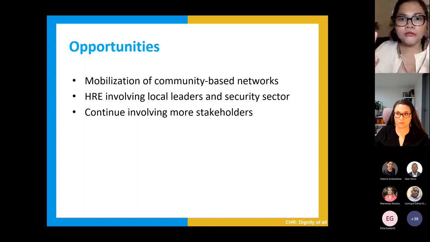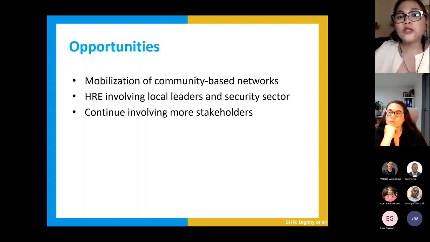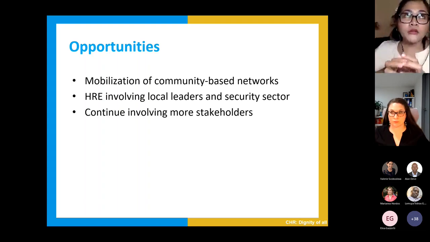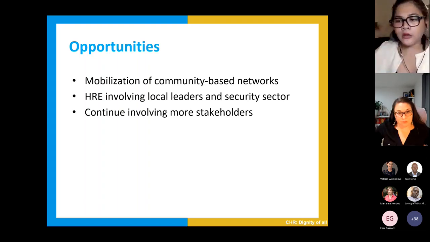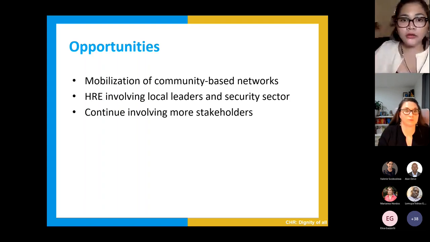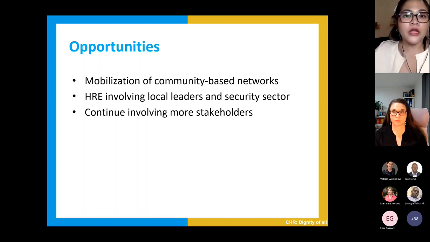And then continue to involve more stakeholders. So that would include the local leaders, the security sector, local chief executives. And the more people that we involve in our human rights education activities, the better for us to have a stronger community that would uphold and protect human rights, particularly for persons in displacement contexts. So there.